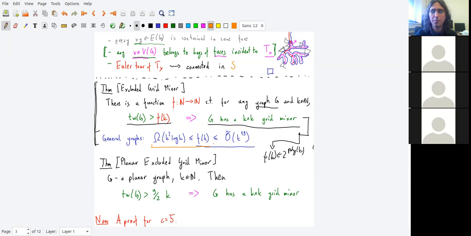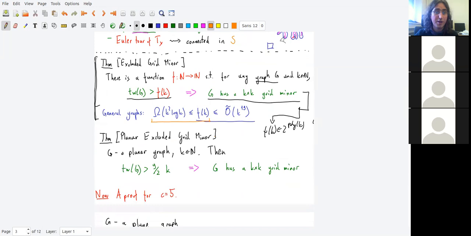However, if you restrict attention to some graph classes like planar graphs, then you can prove a much better bound on the excluded grid minor theorem. Namely, we will show during this lecture that in planar graphs, if the treewidth is at least linear in k, then you can find a k times k grid minor. The best bound I know is, I think, 9/2 for the constant. We will give a slightly more relaxed proof for c equal to 5. So I will show that if the treewidth of G is larger than 5 times k, then I can expose a k times k grid minor in our graph.